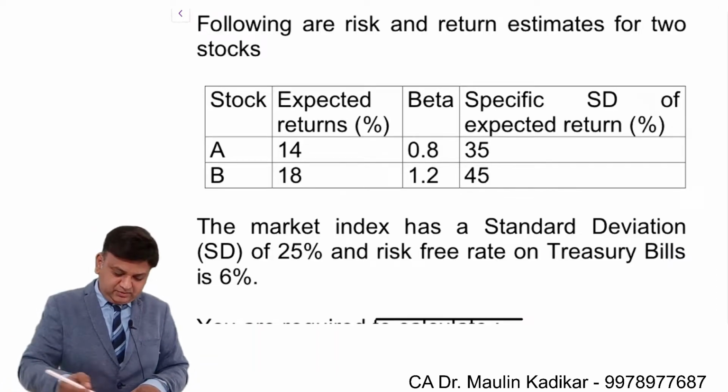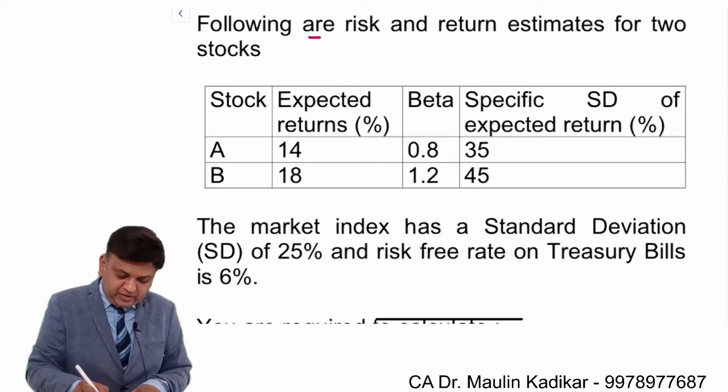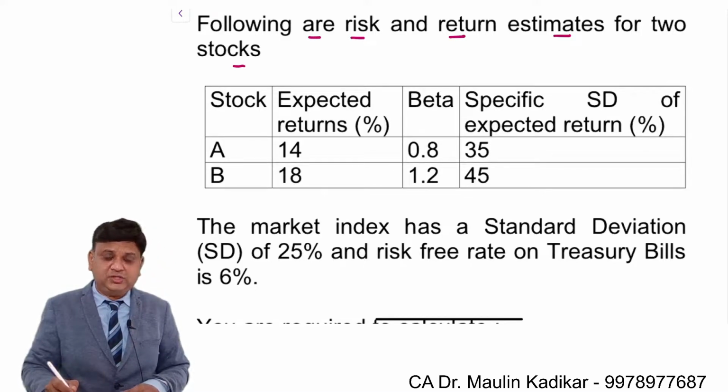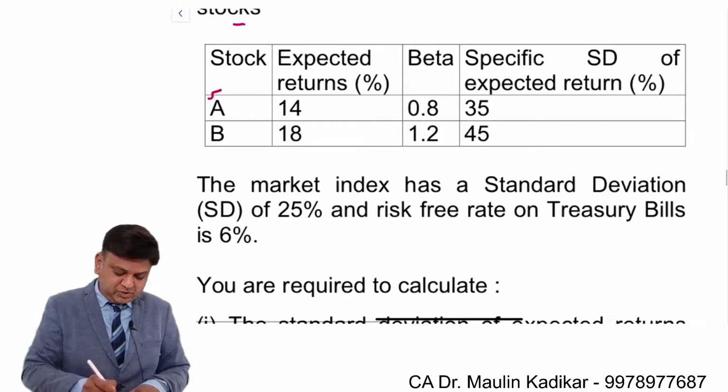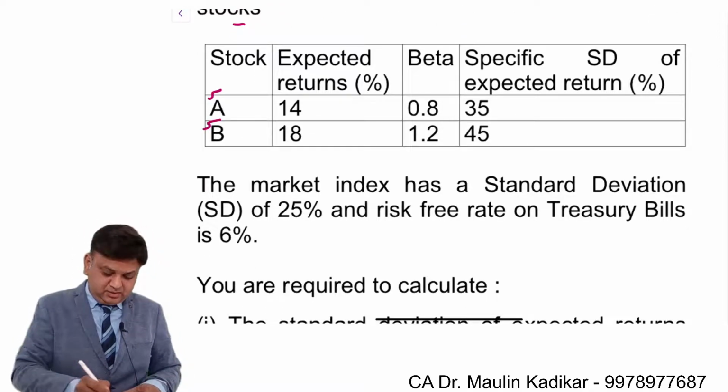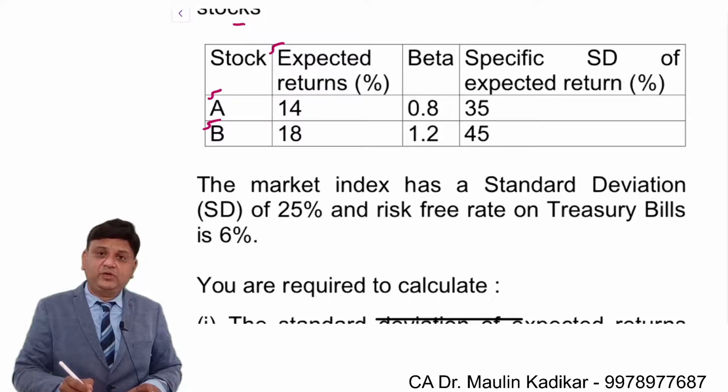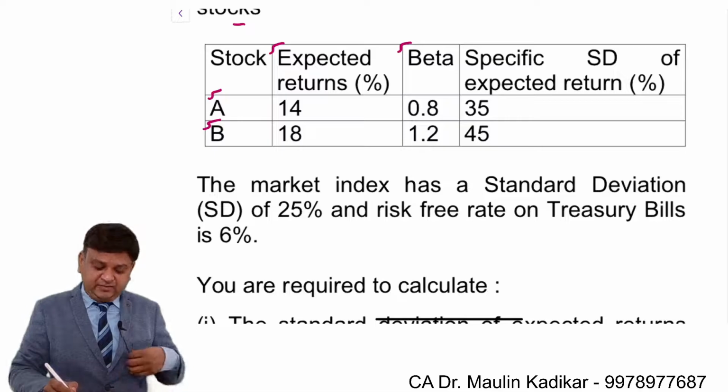Let us see the next question. Following are risk and return estimates for two stocks, stock A and stock B. Returns have been given as 14 and 18. Beta is given as 0.8 and 1.2.